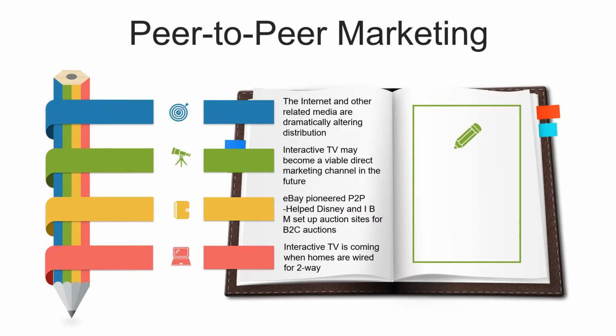Peer-to-peer marketing. The internet and other related media are dramatically altering distribution. Interactive TV may become a valuable direct marketing channel in the future. eBay helped Disney and IBM set up auction sites for B2C auctions. Interactive TV is becoming viable as homes are wired for two-way communication.